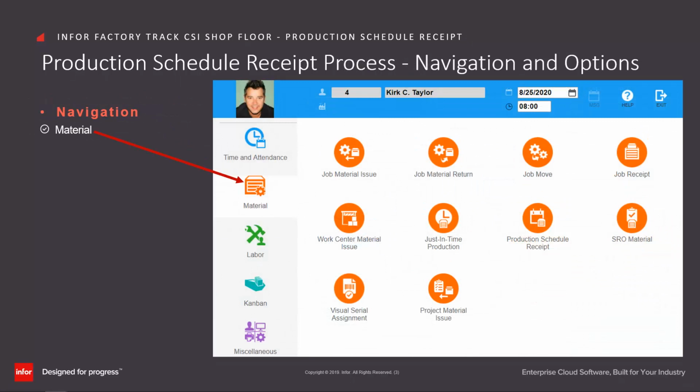To start the production schedule receipt process, from the Factory Track Shop Floors Work Center navigation homepage, click on the Material Category Group menu. Then click on the Production Schedule Receipt icon. Note that the order of the features within the Material menu is configurable.